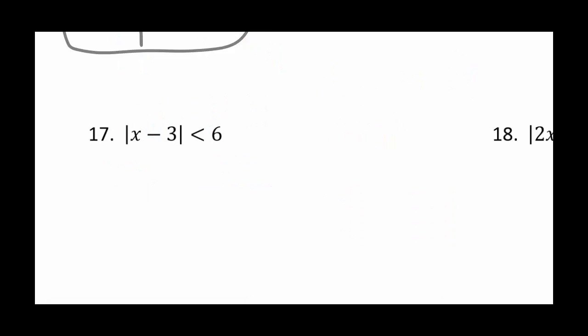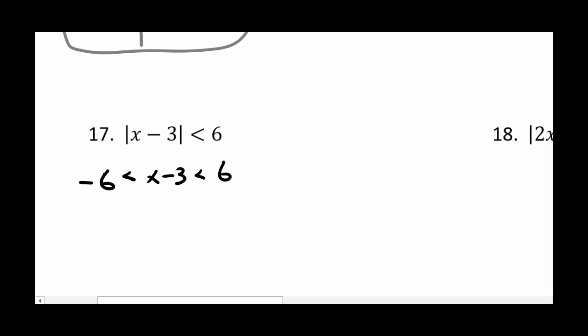Number 17, we got to remember what our rules are. So we're looking for the symbol and the sign. The fact that it's less than 6 means I'm going to translate it into a 3-part inequality. And that's positive 6, so I can do that. So negative 6 is less than x minus 3, which is less than 6. If it was greater than, then I would have the or statement. So I'd have that x minus 3 is less than negative 6, or x minus 3 is greater than 6, I'm sorry.